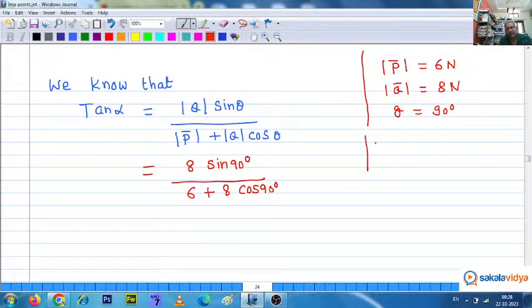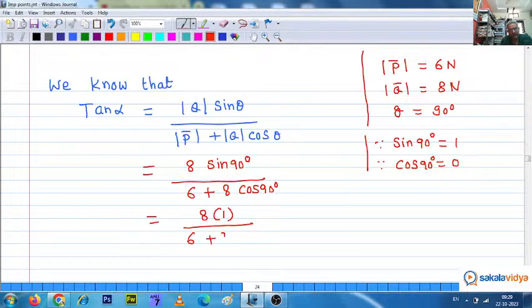My dear students, remember sin 90 degrees is equal to 1. So what is the value of cos 90? Yes, you are correct, cos 90 is 0, sin 90 is 1. So let us replace these respective values. 8 times 1 upon 6 plus 8 times 0, because cos 90 is 0. 8 upon 6 plus 0, that is 8 upon 6. So it can be further simplified. You can put it in the simplest form. 2 fours are 8, 2 threes are 6. This will be 4 by 3.